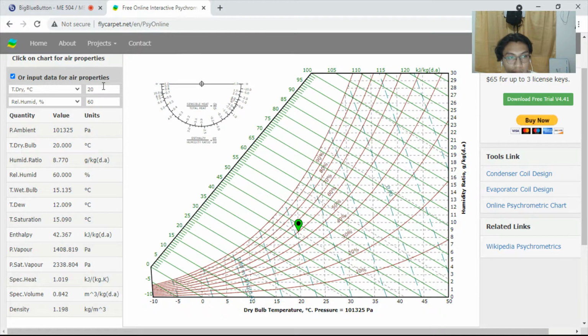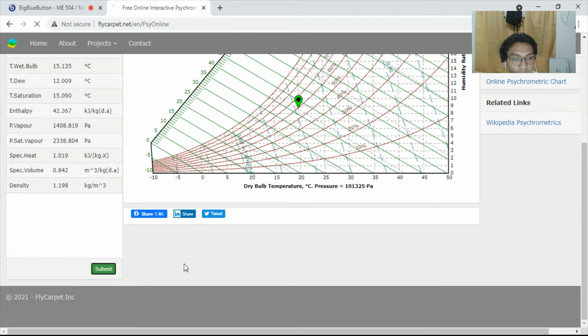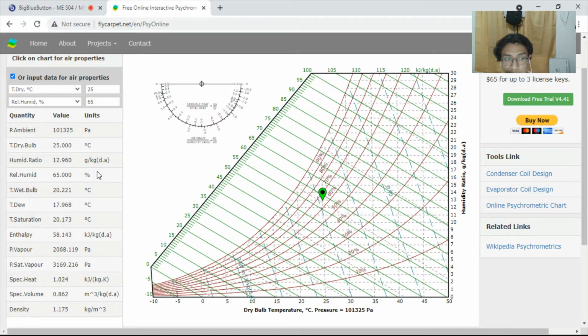Another pindutan, 25 and 65. Okay na. Hanapin muna natin bago tayo mag-solve. Siguraduhin yung hahanapin nyo muna lahat bago kayo mag-solve, ha? Kasi makikita nyo na yung mga masses dyan.